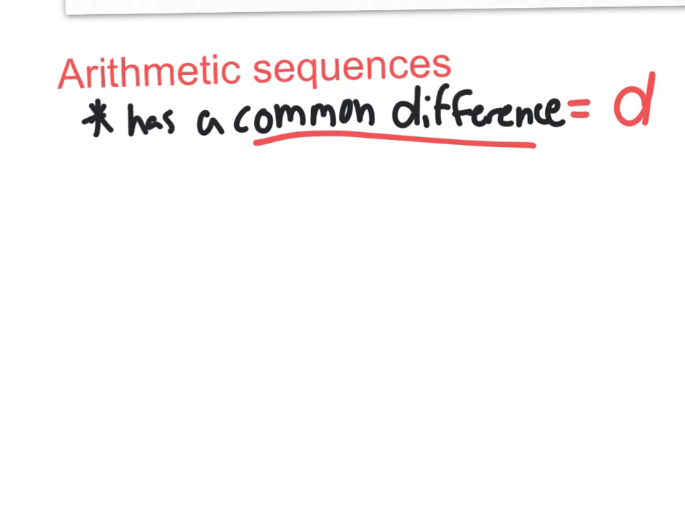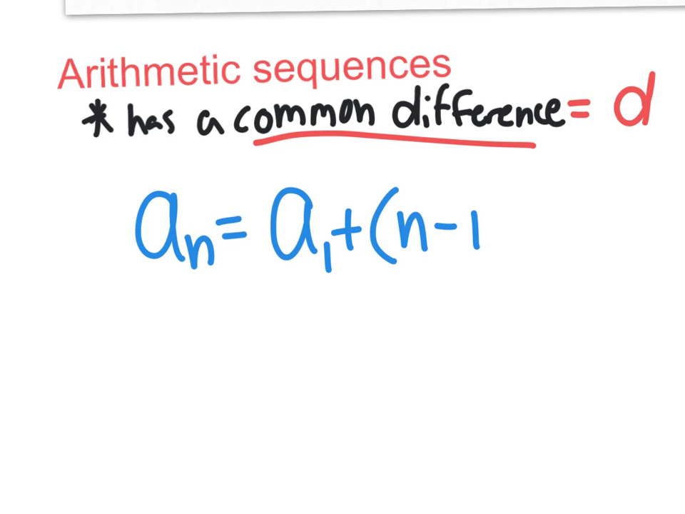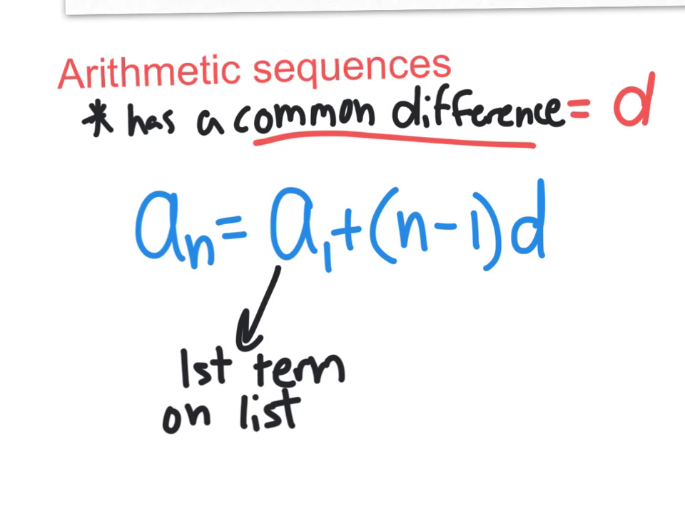Okay? I don't want you guys to freak out here, but the rule for an arithmetic sequence is A sub n equals A sub 1 plus n minus 1 times the common difference D. So A sub 1 is really the first term on your list, okay? First term on your list. We also already said that D is the common difference. So we should know A sub 1, we should know D.